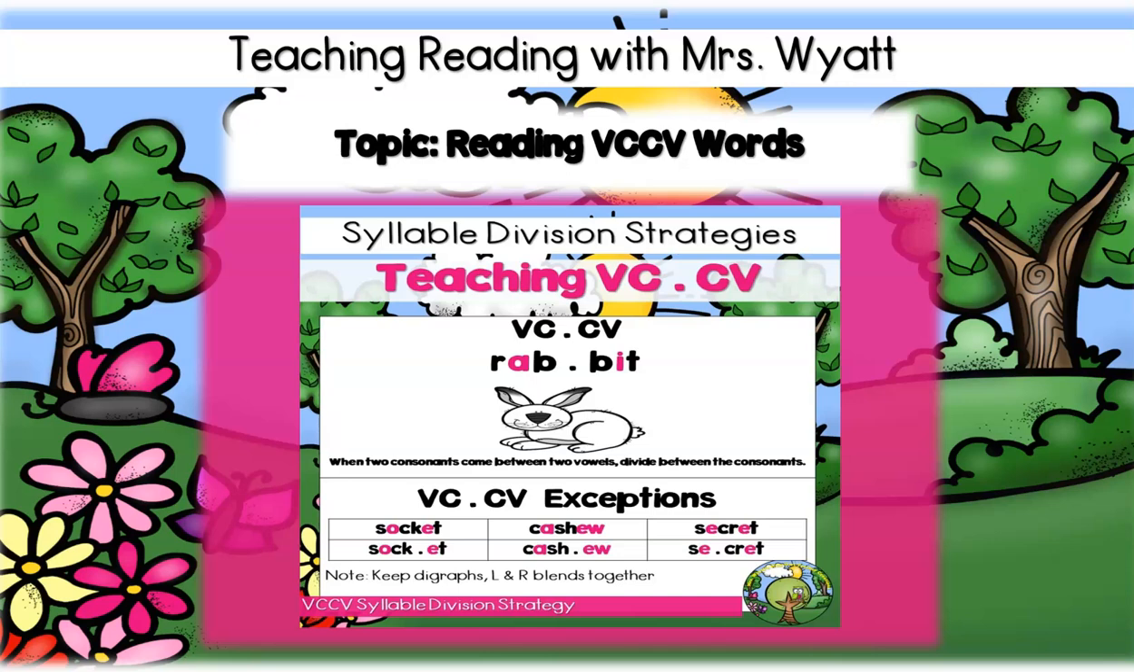You can have a syllable that just consists of a vowel spelling, but you're not going to have a syllable that only has consonants. Every syllable has to have a vowel in it. The last one is secret. You'll notice that the CR blend is kept together. What we're going to practice today are words that follow the pattern where you can divide the words between the two consonants. So let's practice.